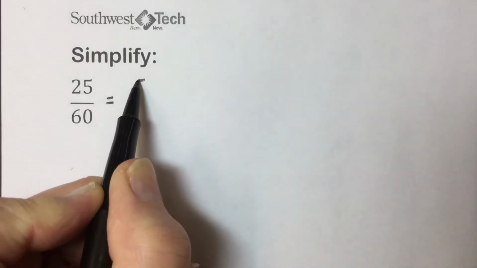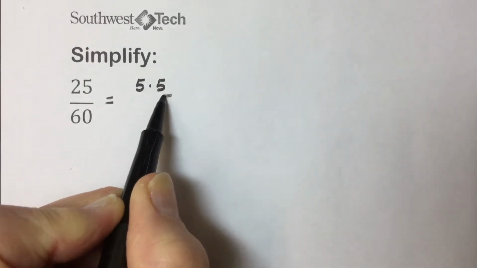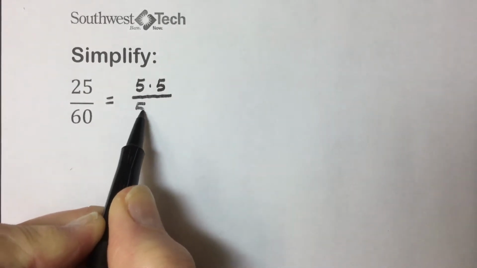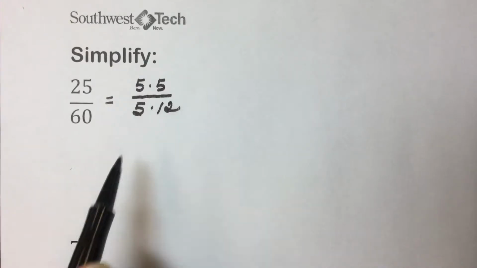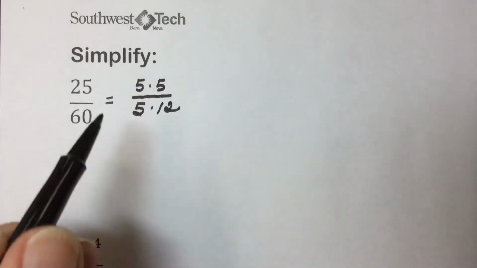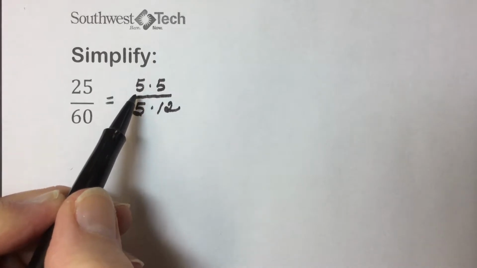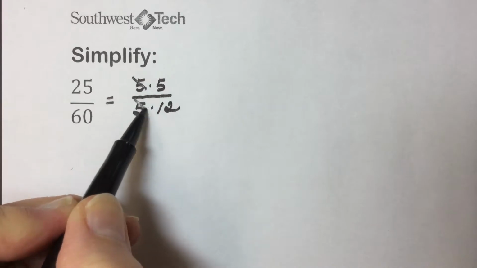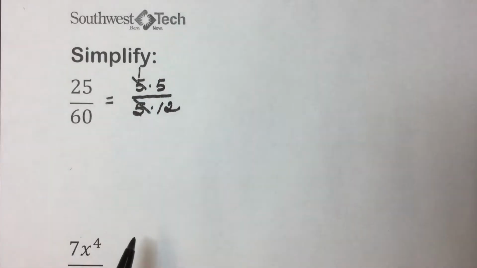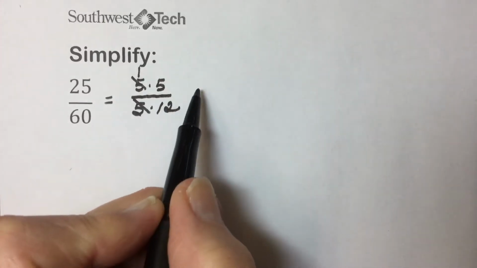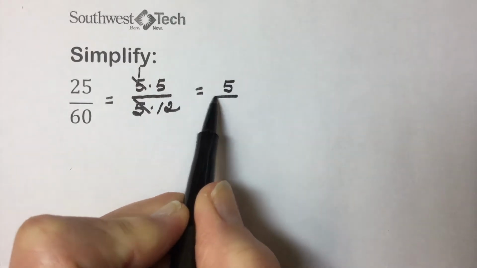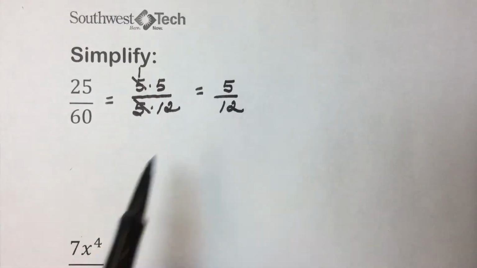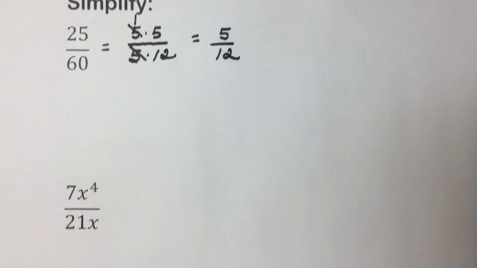25 can be broken down into 5 times 5. 60 breaks down into 5 times 12. Then, using the fact that anytime we have a factor or a number over itself is equal to 1, we can cancel out, and using the property for the identity of 1, we can remove that factor of 1, leaving us with our simplified reduced form for this rational expression.